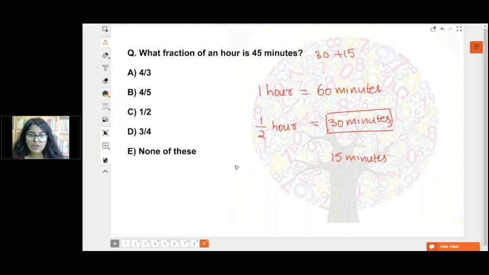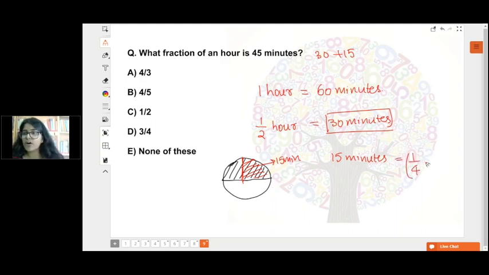I'll draw the figure. If you have a complete pie with you, and you made it half, that's fine. This is the half we have, 30 minutes. Now what we are doing is we are again making it half, folding it in half again. So this red part is actually the 15 minutes part. What will it signify? If you look at it closely, it signifies 1/4 of the complete hour, half of the half. 15 minutes signifies 1/4 of the complete hour.